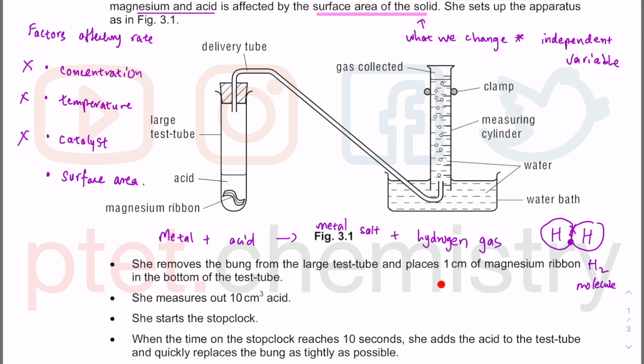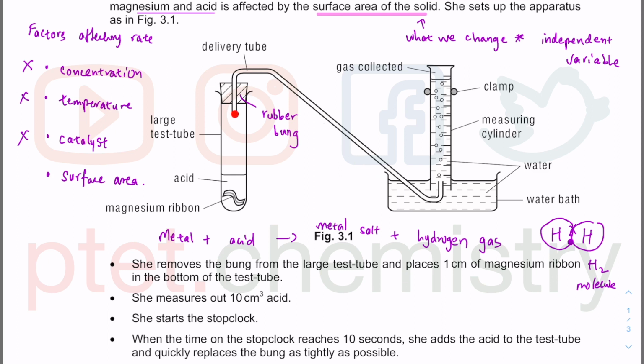These are the procedure, very important. She removed the bung. So the bung there refers to this. This is your rubber bung. So obviously we need to seal up this part of the tube so that the gas doesn't escape from here, because we are collecting the gas. We don't want the gas to escape from there.